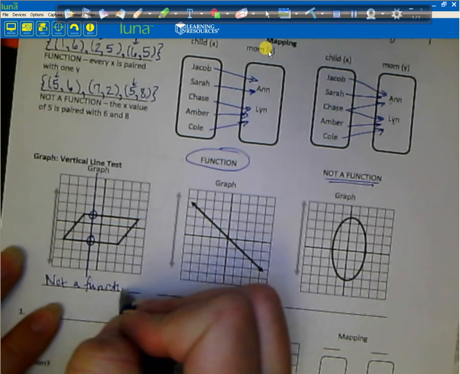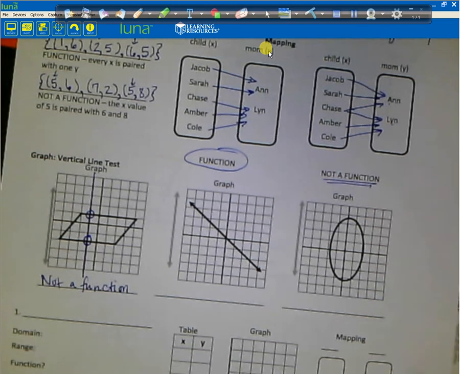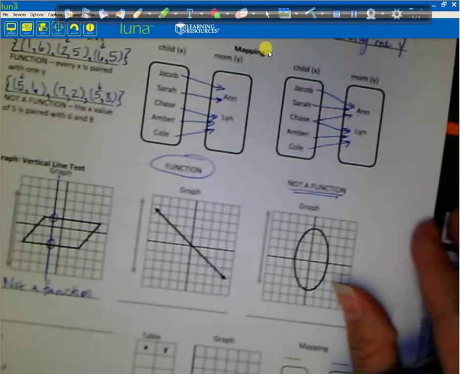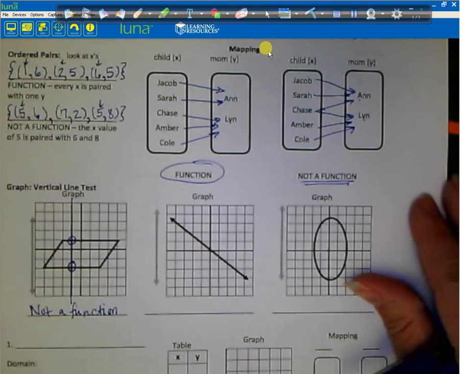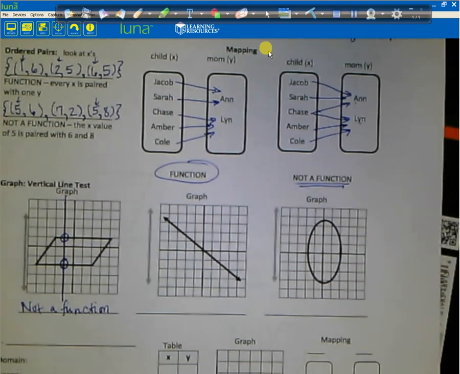I think the vertical line test is probably the most foolproof way to determine whether or not a graph is a function. You can't always use the vertical line test because you aren't always going to have a graph of your function to draw a line through. But if you do have a graph, this is definitely a good option for you.